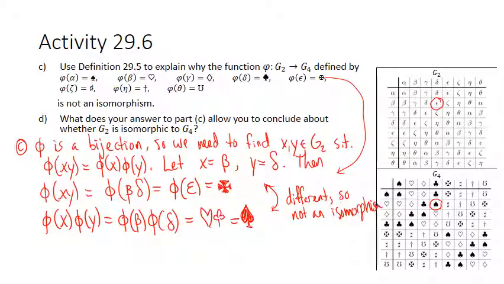Okay, so part D here: what does this allow us to conclude? I mean, we found that phi is not an isomorphism, but does that necessarily mean that there is no isomorphism? We only checked one possibility. So part C only checked one possible isomorphism, so it doesn't really allow us to conclude anything.